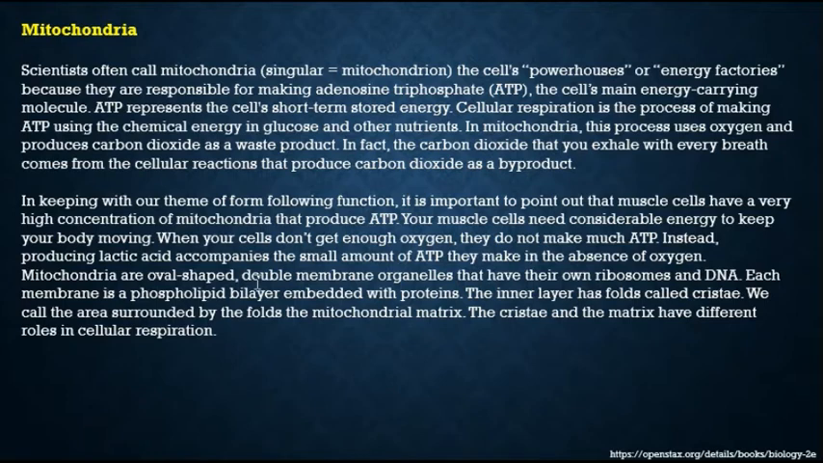So the mitochondria are oval-shaped, double-membrane organelles that have their own ribosomes and DNA. In a cell, the nucleus is separate, but inside the organelle mitochondria, it again has its own ribosomes and DNA. So you can imagine how active it must be. Each membrane is a phospholipid bilayer embedded with proteins. The inner layer has folds called cristae. We call the surrounded area the mitochondrial matrix. The cristae and matrix have different roles in respiration, and we will look into it in the cellular respiration chapter.